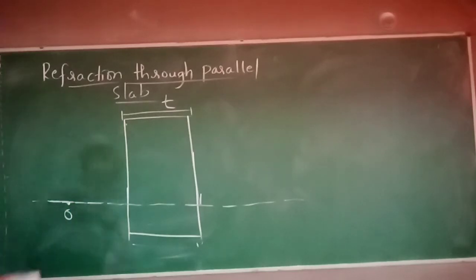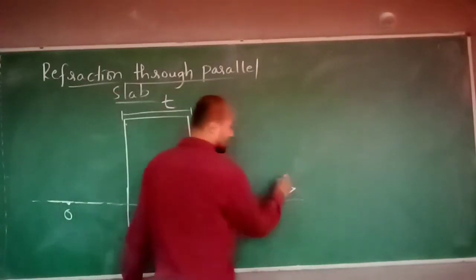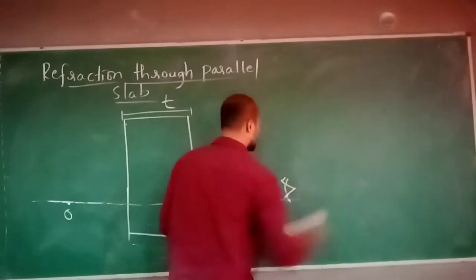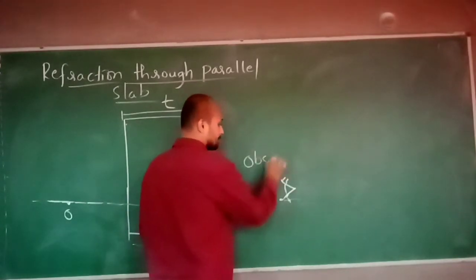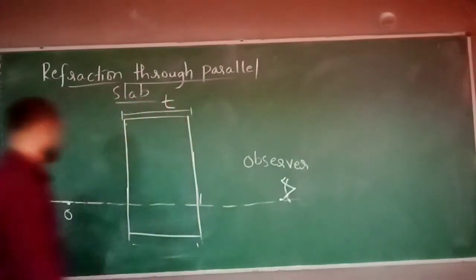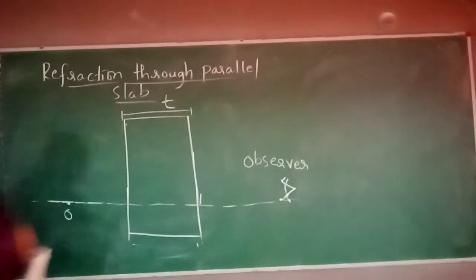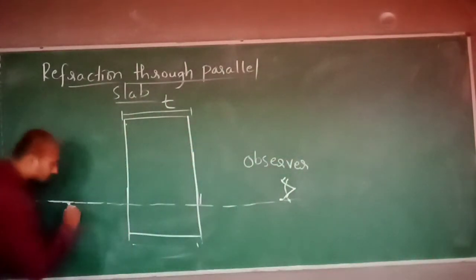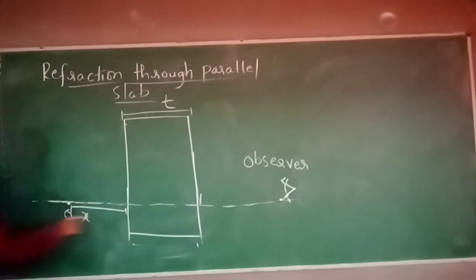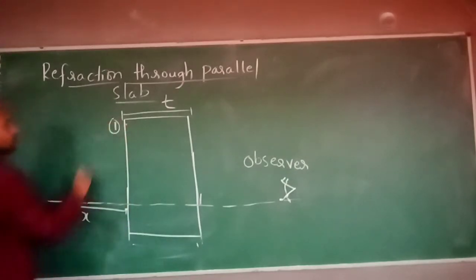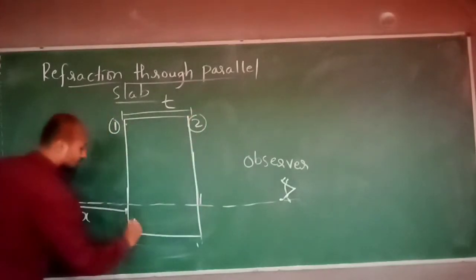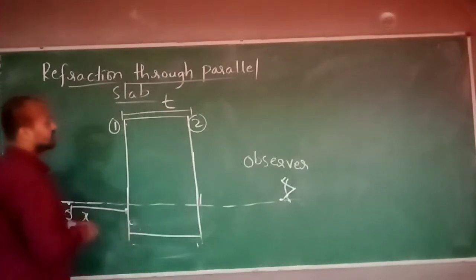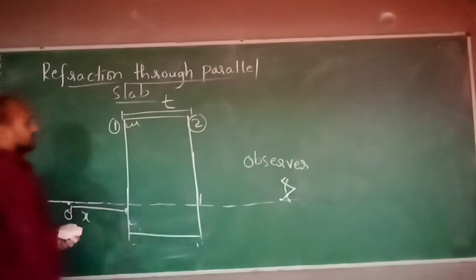And here think that one eye means an observer is there. Now see, what we are going to learn is, if this observer sees this object, imagine that this object is at X distance from surface 1. Let us take this as surface 2, and this is mu. What is mu? Mu is the refractive index of this slab.